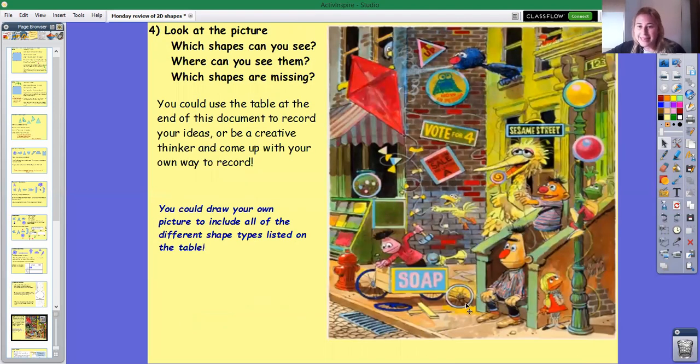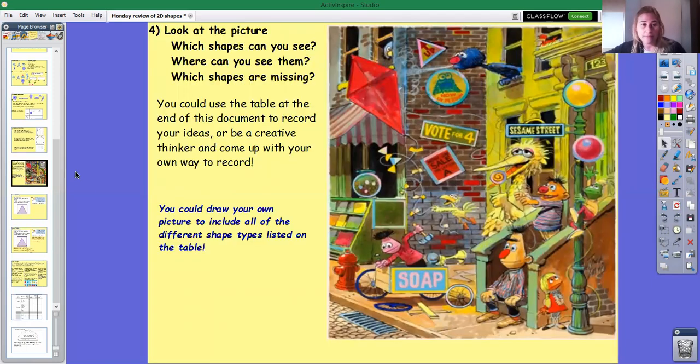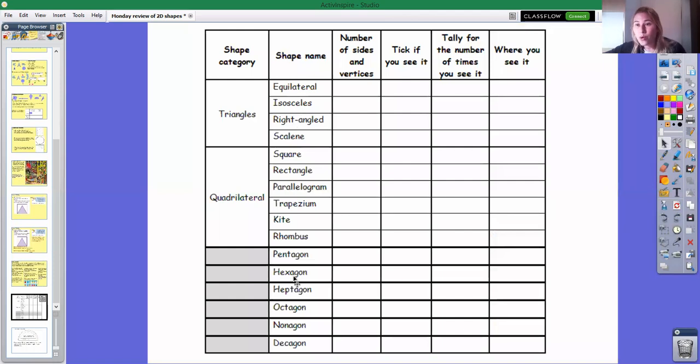And then you've got a nice activity here, which is looking at a picture and seeing which shapes you can see, where you can see them, and which shapes are missing, because there are some missing. I had a little look. And it says you can use the table at the end of the document. So I created a table for you that has got all the different types of triangles and quadrilaterals and then the other shapes. So you can tick if you see it, and maybe you can create a tally for the number of times that you see it, and you can think about where you see it as well in that picture. You could draw your own picture as well, because you might want to see if you can create a picture that has got all of these shapes in.